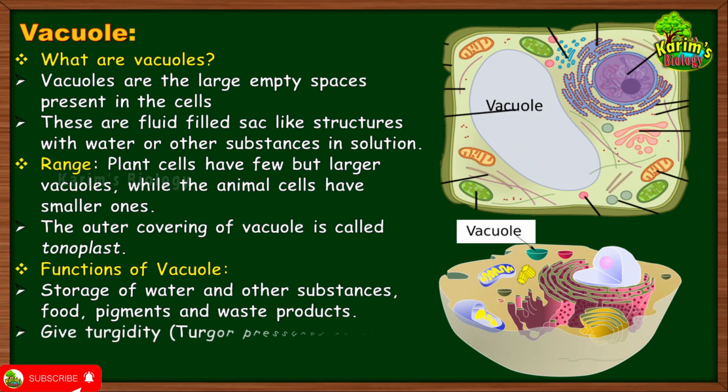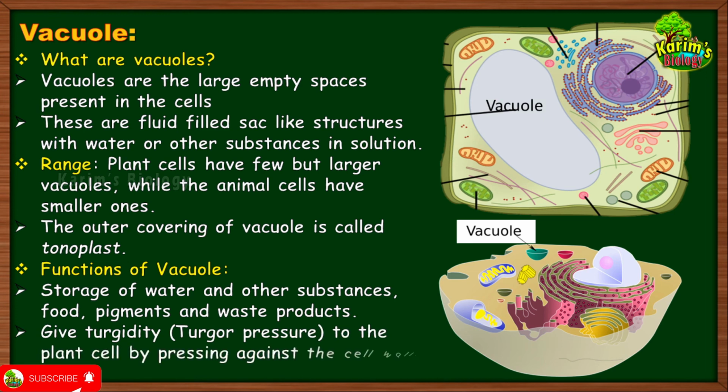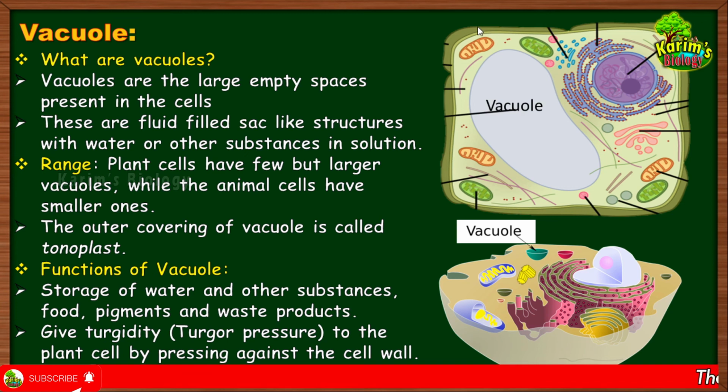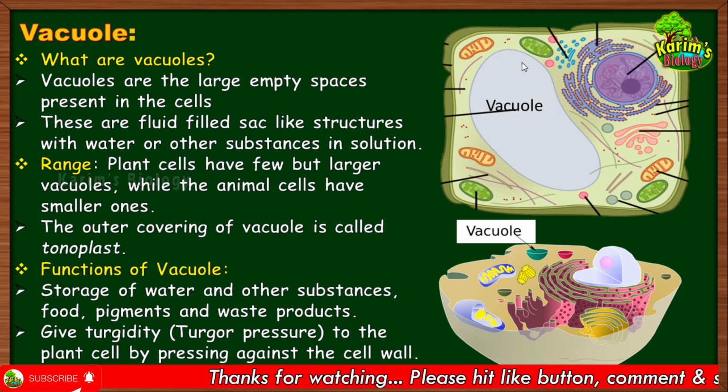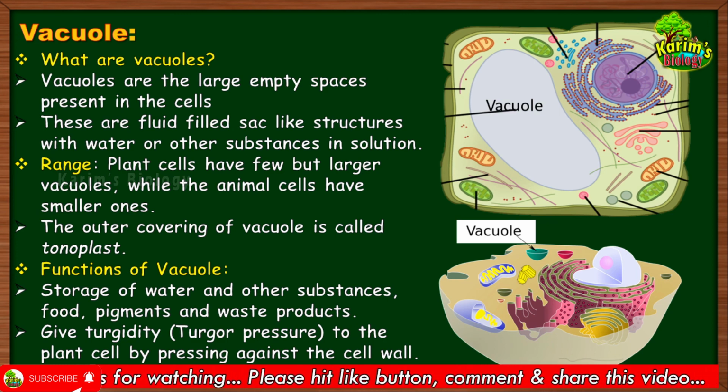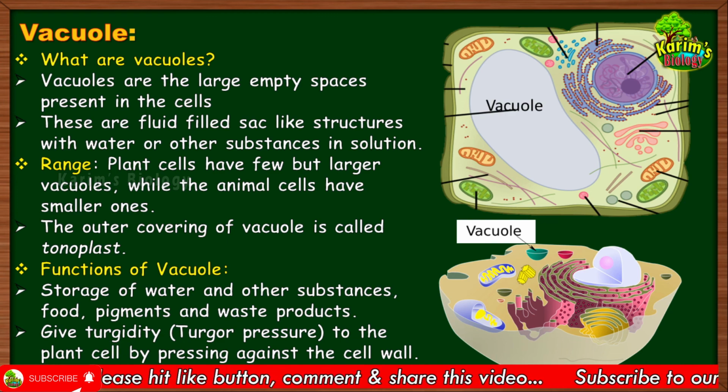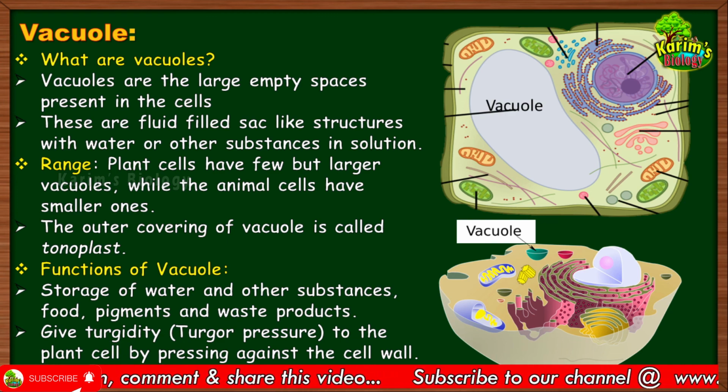Another important function of the vacuole is that it gives turgidity to the plant cell by pressing against the cell wall. Children, I have told you previously that the cell wall is going to exert some pressure towards the cytoplasm, which is called inward wall pressure. And if the wall pressure is not compensated with equal opposite pressure, then the cell may collapse. So the vacuole plays a crucial role in maintaining the turgidity of the cell.